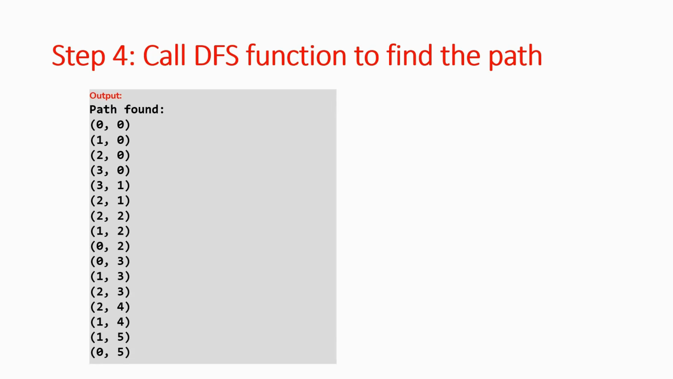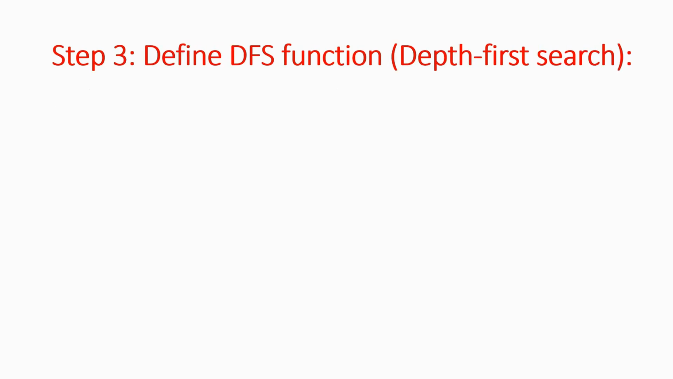and (0,2) has move left again, and (0,3) move down, (1,3) move right, (2,3) again move right, and (2,4) move down, (1,4) move left, and (1,5) move down, and finally (0,5) it reaches the goal. Like here we are identifying the path.